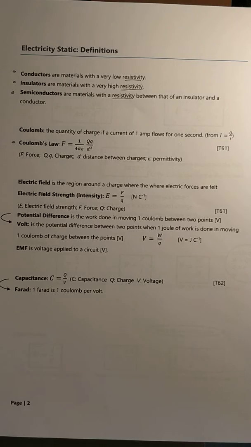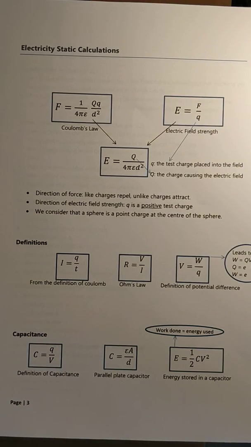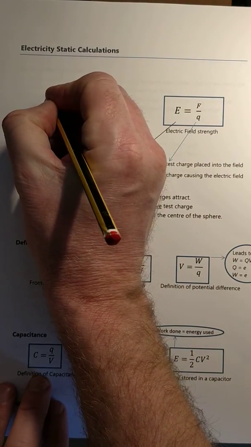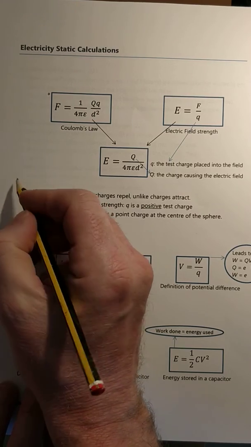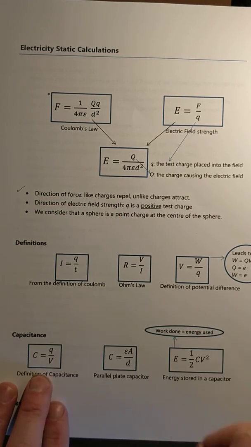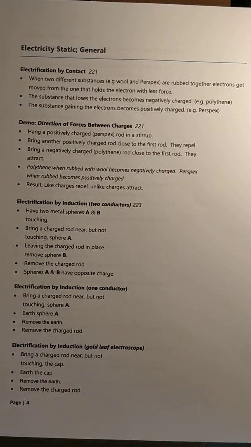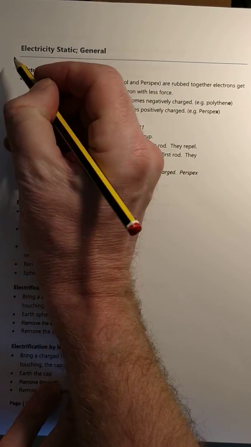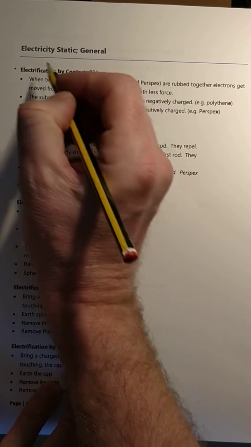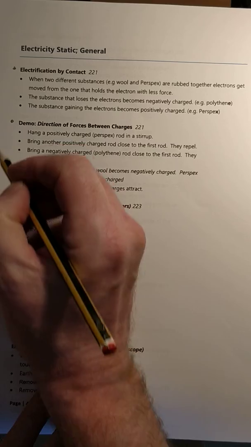So we're going to mark that as well. Move forward to page 3 and just mark Coulomb's law. We're happy with that, and we're happy with the first part here. Direction of force: like charges repel and unlike charges attract. And finally on page 4, a little bit of work here, electrification by contact. I think that should be clear from what we do, so have a read through that and mark it as done, and demo direction of force between charges.